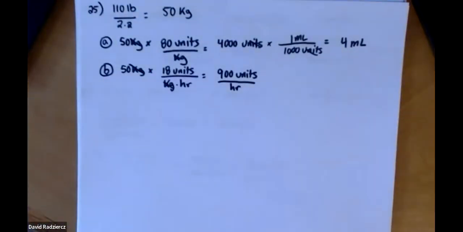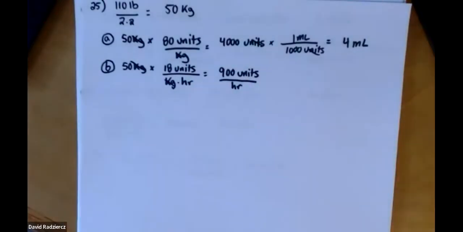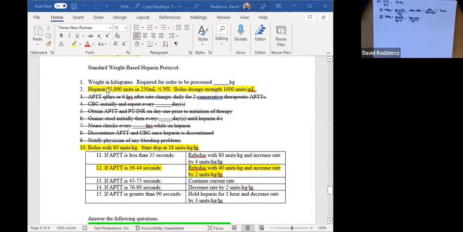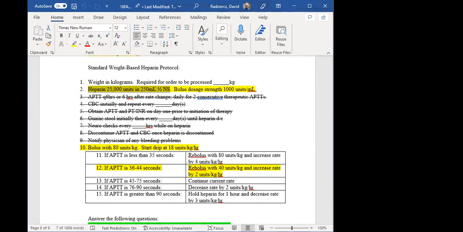And then this is why I was asking about questions 22 and 23. They go from units per hour to milliliters per hour. Again, I'm going to use the information from the protocol where it says heparin 25,000 units in 250 milliliters half normal saline. That's my available for my infusion. So you have that, and so you set it up according to that. Got it.